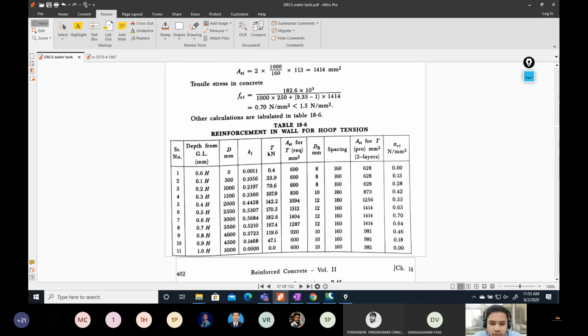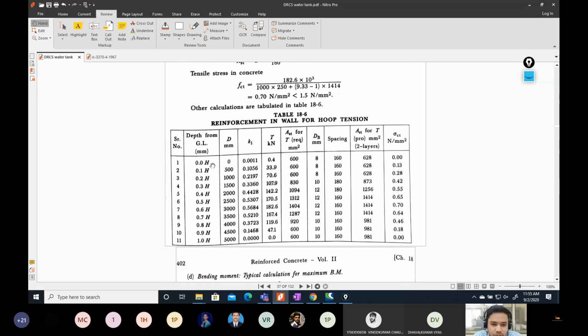Okay, so see, the same thing is produced here. At different heights, the coefficients are obtained from the table, and the corresponding tensions are shown here. See, at 0.6, the one we have calculated, it is 182.6 kilonewton, and the corresponding steel is 1404. So this is the required hoop steel.